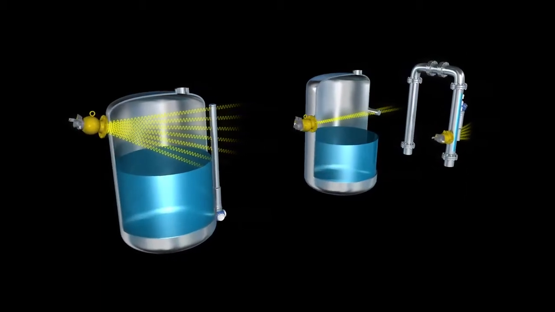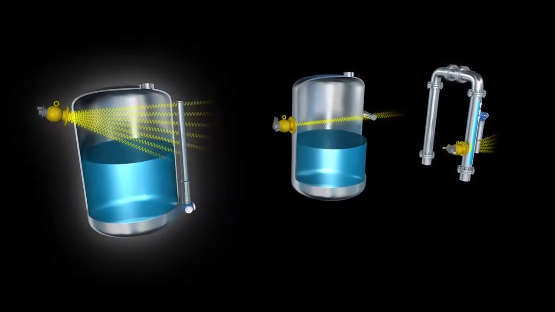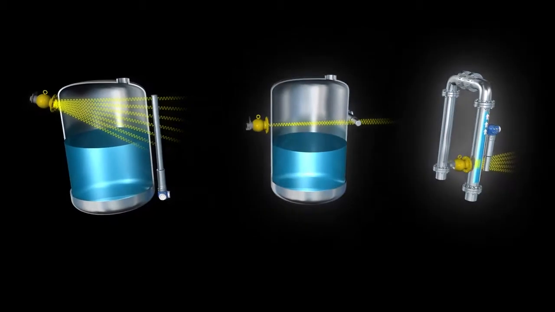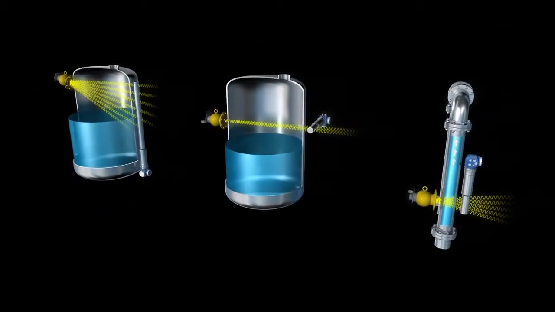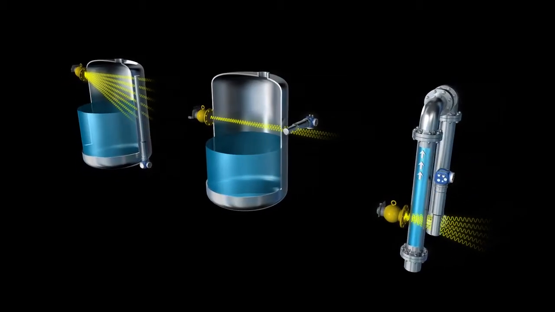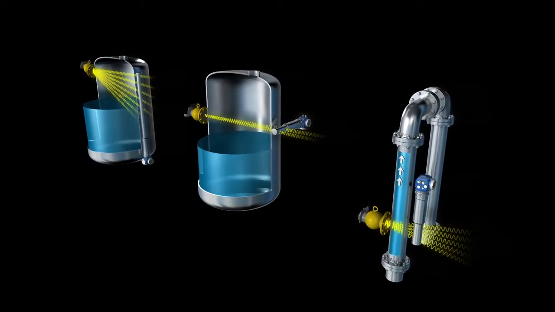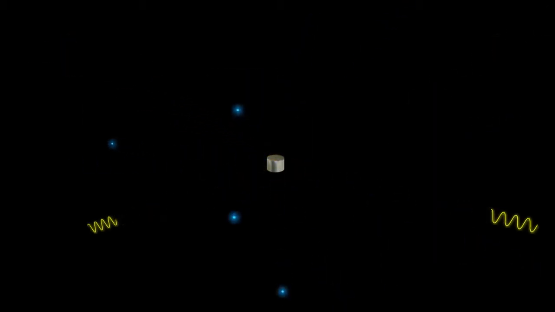Radiometric instrumentation can be used to detect continuous level, point level, or density in tanks or pipes. This is usually done by gamma radiation. Let's have a closer look how this measurement method works. As a radioactive isotope decays, radiation is emitted in form of particles or electromagnetic waves. Alpha and beta radiation are particle radiations. Gamma radiation is an electromagnetic wave.